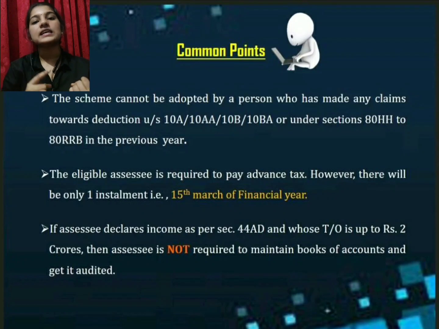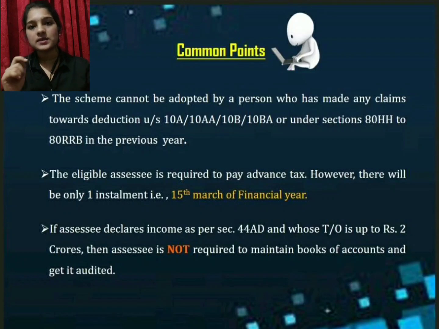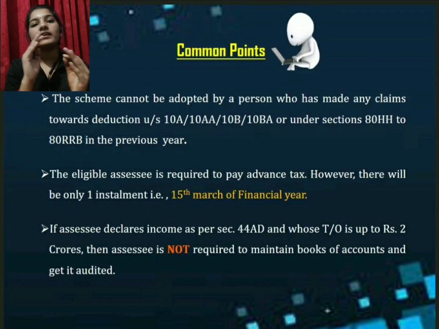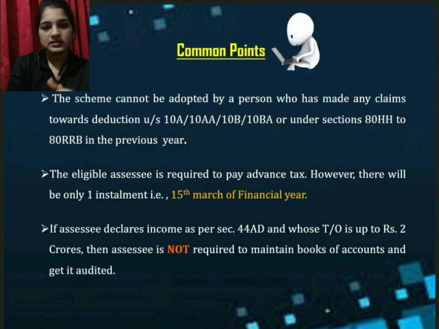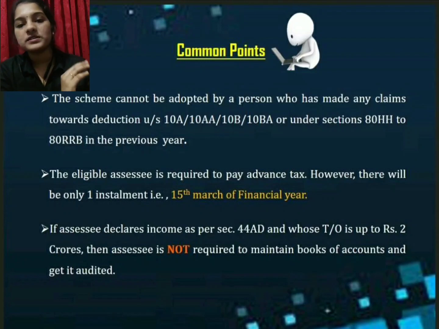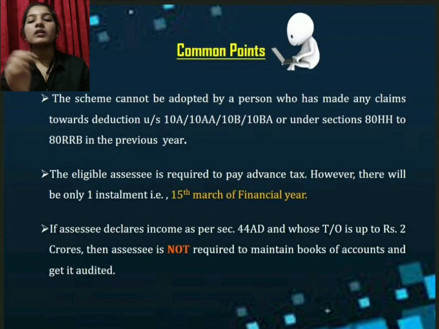Till now, we have discussed section 44AD, 44ADA and 44AE. Now, let's quickly discuss some points which are common for all these three sections. These schemes cannot be adopted by a person who has made any claims towards deduction under section 10A, 10AA, 10B or 10BA or under sections 80HH to 80RRB in the previous year. That is, if the assessee has claimed deductions under any of these sections, then he cannot opt for any of the presumptive taxation schemes.